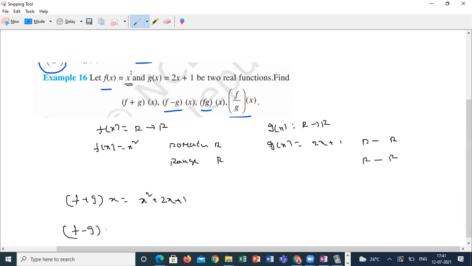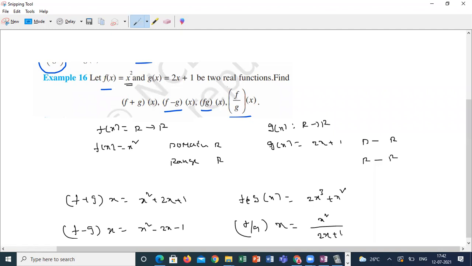F minus g of x, you are subtracting the two functions, x square minus 2x minus 1. F into g of x, this will be 2x cube plus x square. F by g of x, this will be x square by 2x plus 1. This is called algebra of functions. Is it clear, guys, what I'm saying?